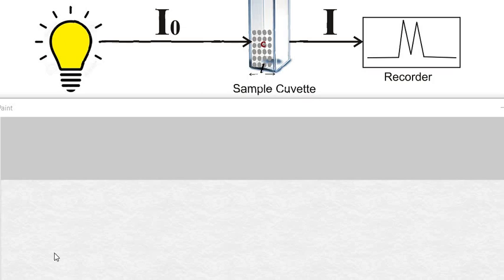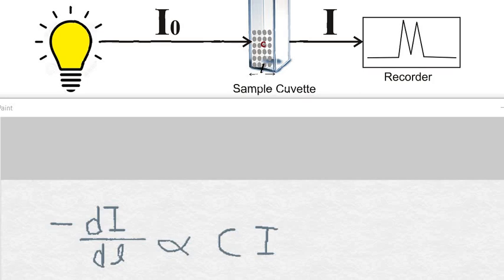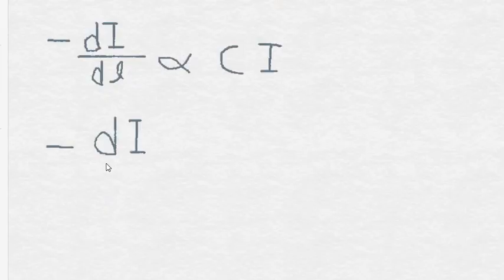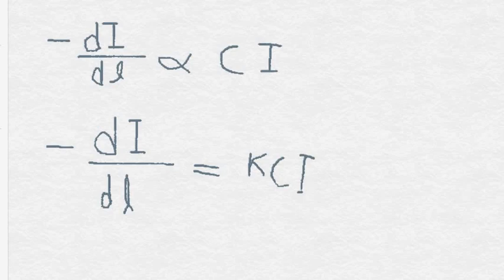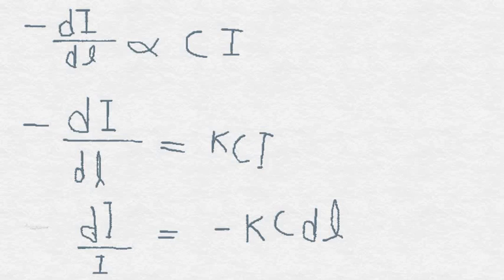Now let's derive the equation. I wrote here minus dI by dl is directly proportional to C I. Here the minus sign shows the decrement in the intensity of light. This equation says the change in intensity of light per unit of distance. By adding the constant k, we get minus dI by dl equal to k C I. The above equation can be rewritten as dI by I equal to minus k C dl.